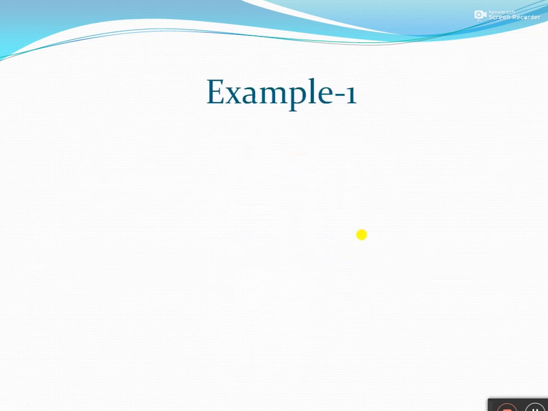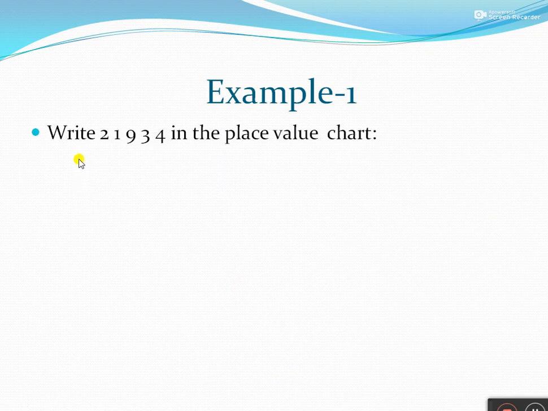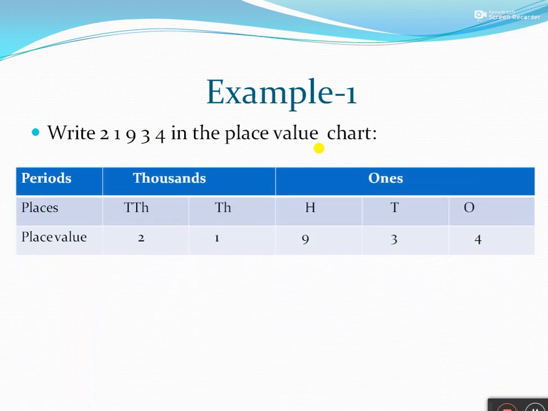Let us see one example. First example: write 21,934 in the place value chart. First we have to make a place value chart for a 5 digit number. This is a place value chart. When you write the number in the place value chart, we have to start from the right hand side. First we write the places and periods. That means ones, tens, hundred, these three places in the ones period, and thousands and 10,000s, these two in the thousands period.